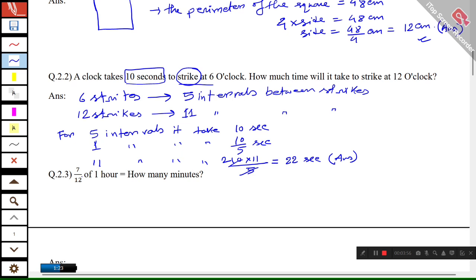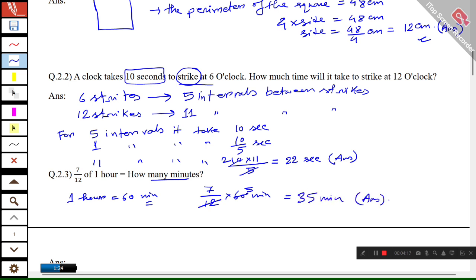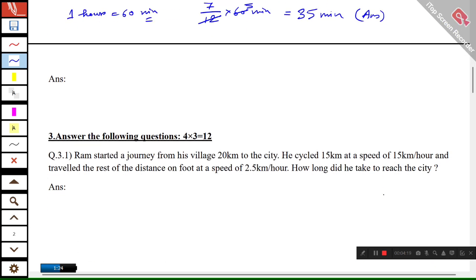Next, 7 by 12 of 1 hour equal to how many minutes? তাহলে 1 hour equal to 60 minutes. So 7 by 12 into 60 minutes equal to 35 minutes. This is the answer. Easy. Next.